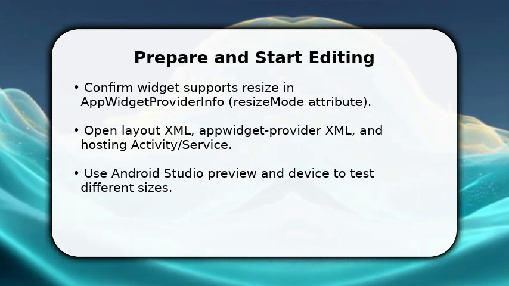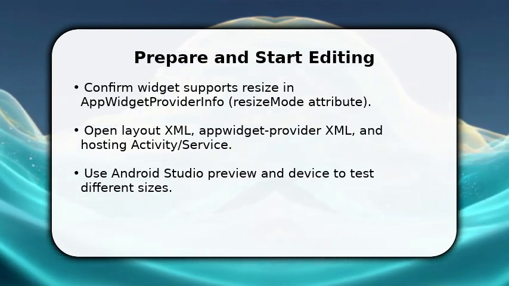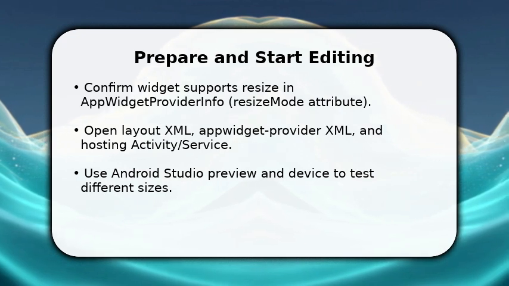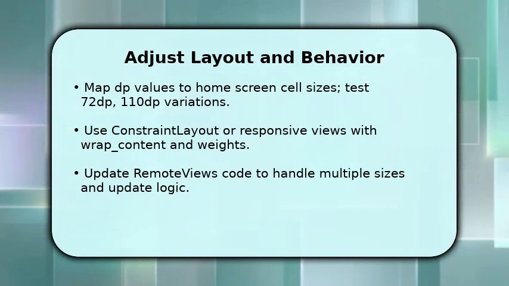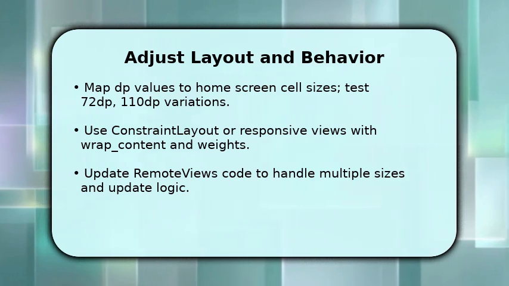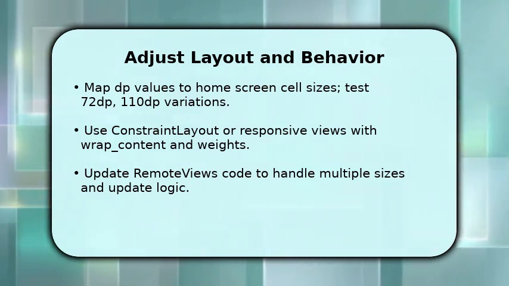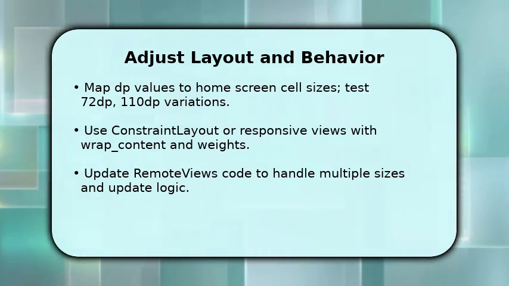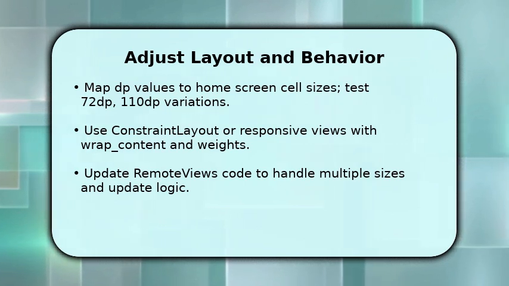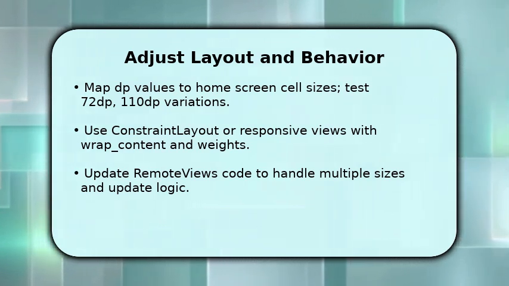Next, refine the widget's internal layout so it adapts to size changes. Use constraint layout, flexible margins, and wrap content where appropriate. Because Android maps DP to home screen cells inconsistently across launchers, test several min width/min height combinations and iterate.